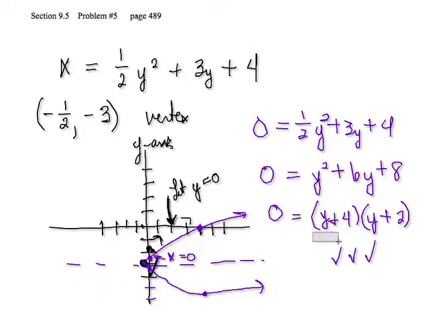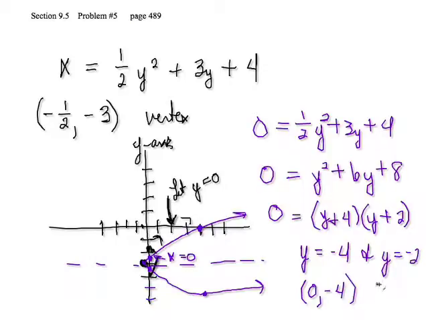I do want to move my pen out of the way. All right, so that tells me that the points of intersection are y equal -4 and y equal -2. So if I just write them as ordered pairs, this parabola that opens to the right is going to cross the y-axis at the points 0, -4, and 0, -2.